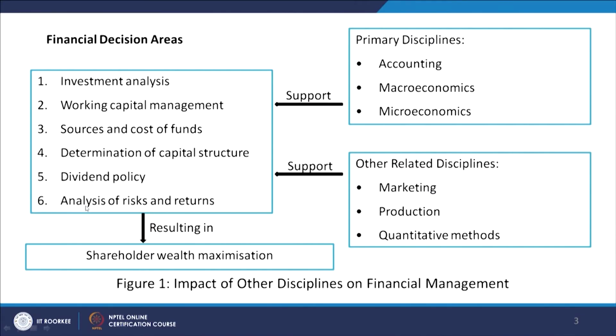For example, marketing: without finance, marketing is not possible. Why do you go for marketing? Because you want to maximize the sales of your product or service in the market. And why do you want to maximize the sales? Because you want maximized revenue, and maximized revenue means maximized profits, and maximized profits means maximized return to the shareholders. Similarly, the production, why do you want to go for production?